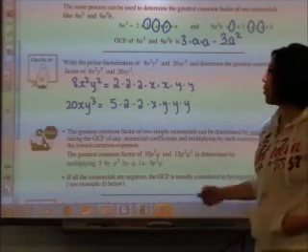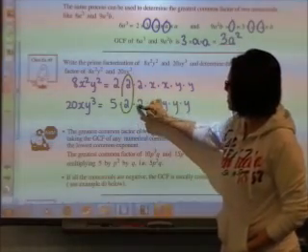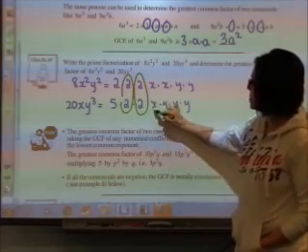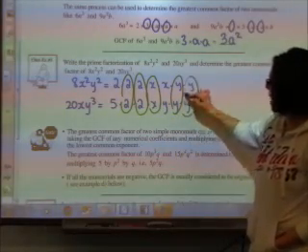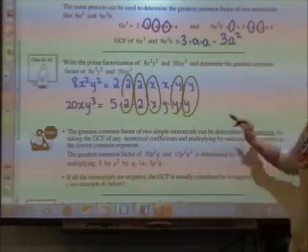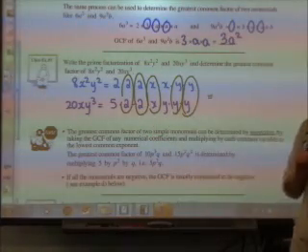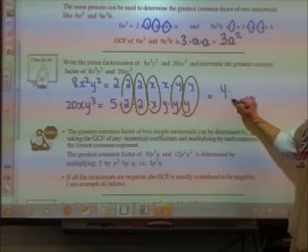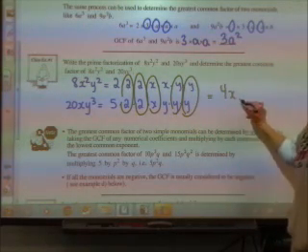So now if I look at what my common factors are, they both have a 2, they both have another 2, they both have an x, and they both have 2 y's. So if I put that all together, 2 times 2 is 4, and then I have an x, and y times y, y squared.